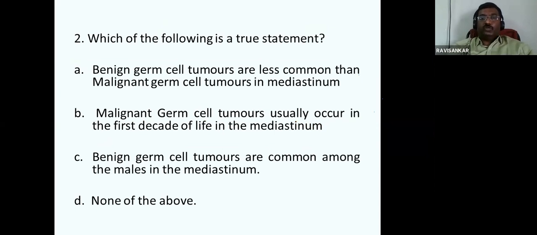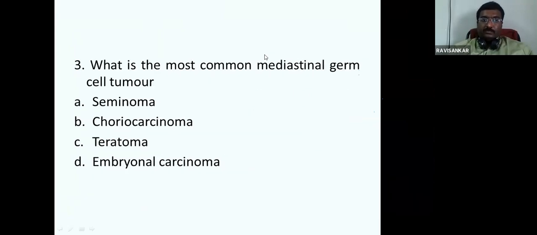Which of the following is a true statement? Benign germ cell tumors are less common than malignant germ cell tumors in the mediastinum. Malignant germ cell tumors usually occur in the first decade of life in the mediastinum. Benign germ cell tumors are common among the males in the mediastinum. What is the most common mediastinal germ cell tumor?